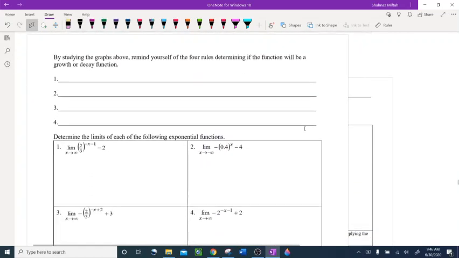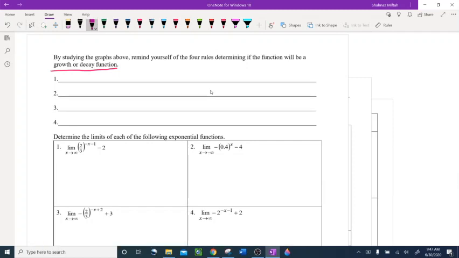So by studying the graph above, remind yourself of the 4 rules determining if the function will be growth or decay. Growth or decay. So this is very important. I am going to write down the rules. Please make sure that you memorize it, or maybe try to understand it really well, so you do not have any issues finding limits at infinity for any exponential function, in case you don't have a function and it's just a graph.